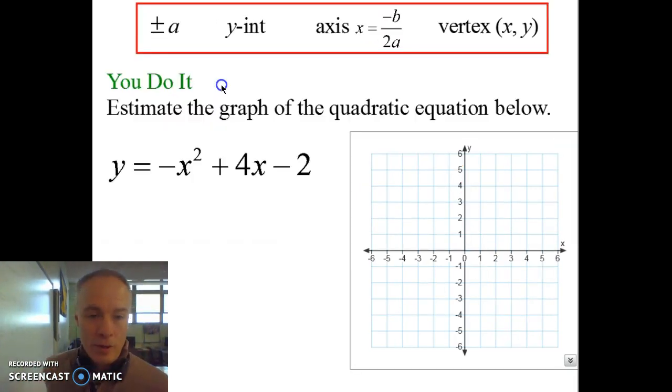Now it's your turn. You estimate the graph of the quadratic equation below. Pause the video and use the 4 clues to estimate what the graph looks like.